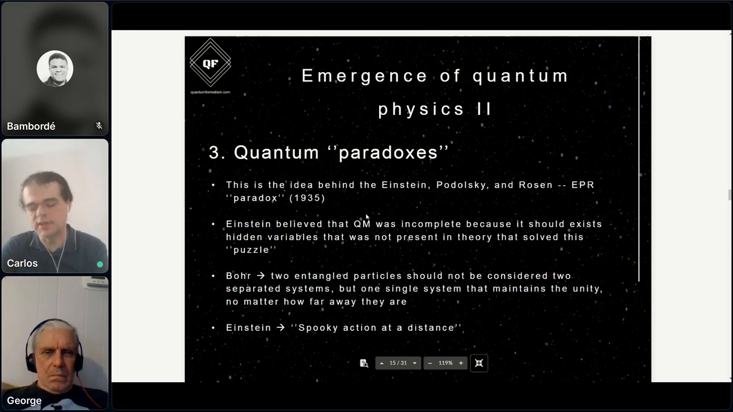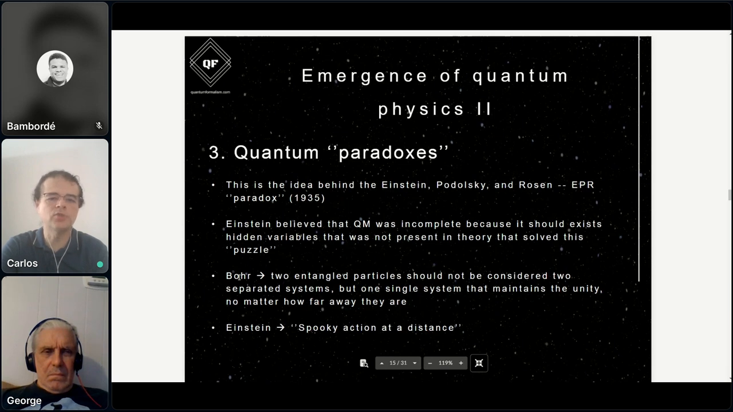Why would the wave function of the second photon collapse just because I measure something here, I mean, on the other side of the Earth? So this was Einstein's claim. I mean, the quantum theory is right, but it's an incomplete theory, because probably there exist something called hidden variables that are not present in the theory today.